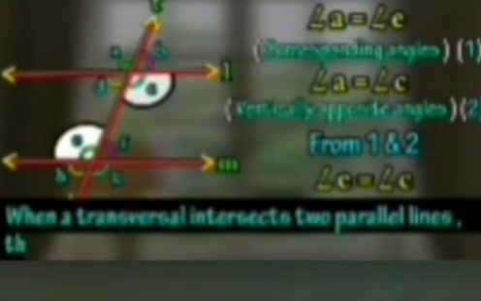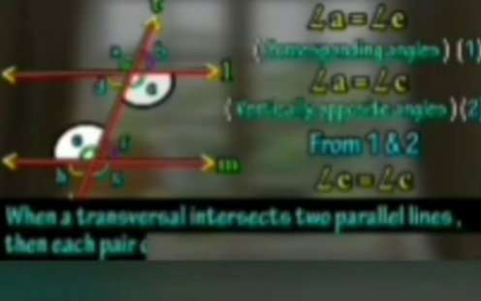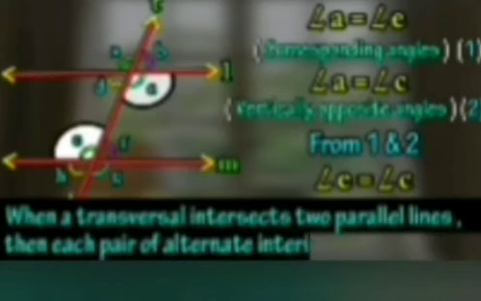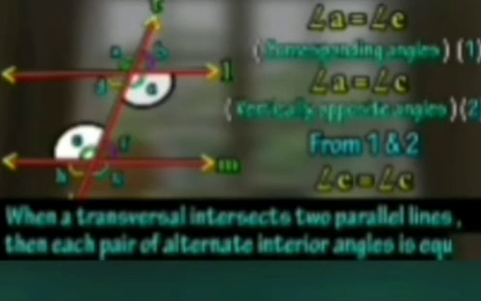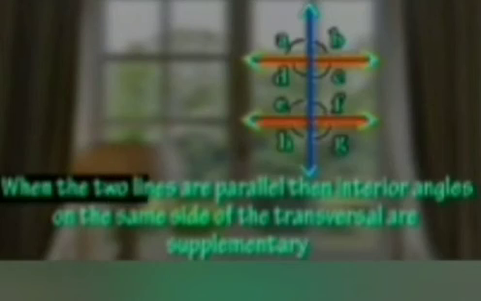Here in the diagram, you can find different pairs of angles. Corresponding angles are equal. These pairs are equal, which I am going to name corresponding angles. Alternate interior angles are equal to each other. Vertically opposite angles are equal to each other, and co-interior angles are not equal to each other. Their sum is 180 degrees.